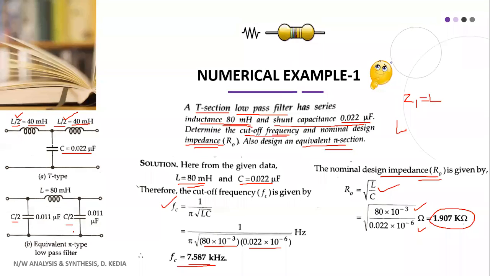So now for pi section equivalent, you have L here. So L completely comes 80 millihenry. Then here you have C by 2, C by 2. So that's why your capacitance values are halved. This is your equivalent pi type low pass filter. I hope this thing is clear to everybody.